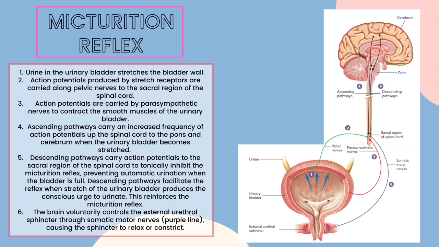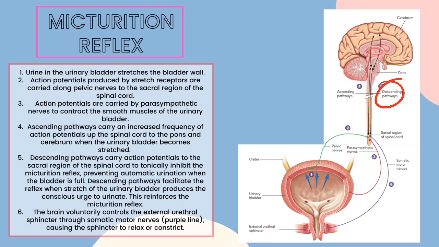Fourth, the ascending pathways carry an increased frequency of action potentials up the spinal cord to the pons and cerebrum when the urinary bladder becomes stretched. This increases the conscious urge to urinate.